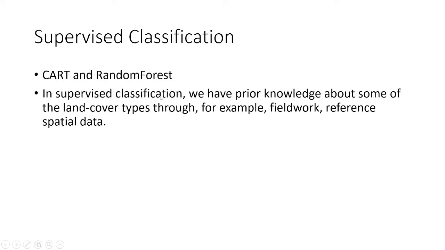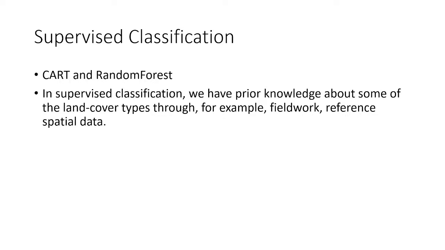Basically in supervised classification, we have prior knowledge about some land cover types through, for example, fieldwork or reference spatial data. When you make a supervised classification, you have to have some prior knowledge about the land cover types for the study area. Suppose for your study area, you have to know what types of land cover and land use are available. You have to know this first when you want to make a supervised classification map.